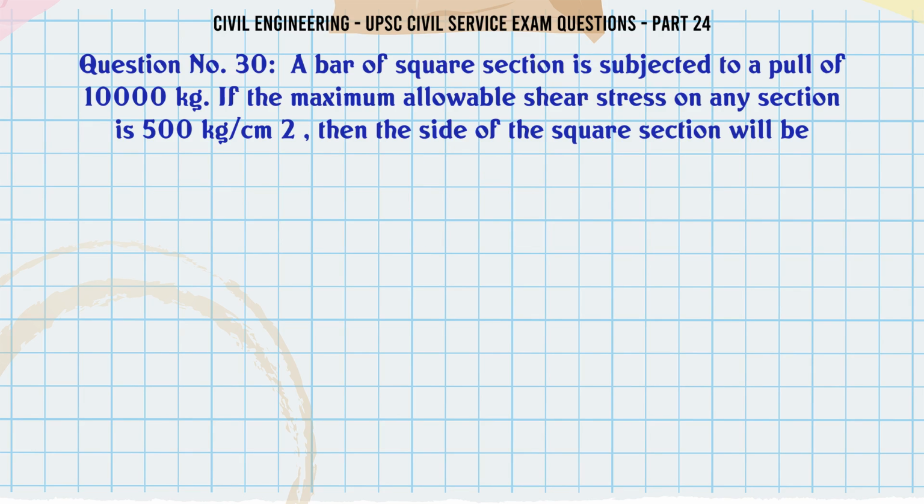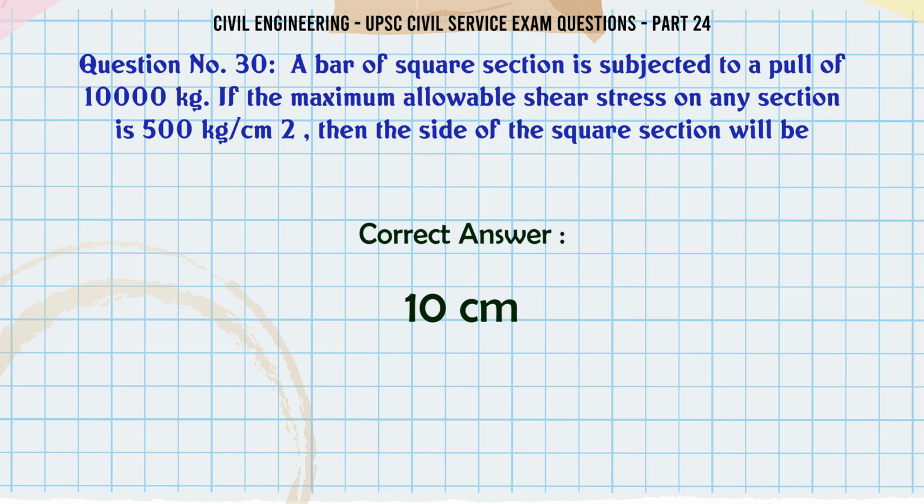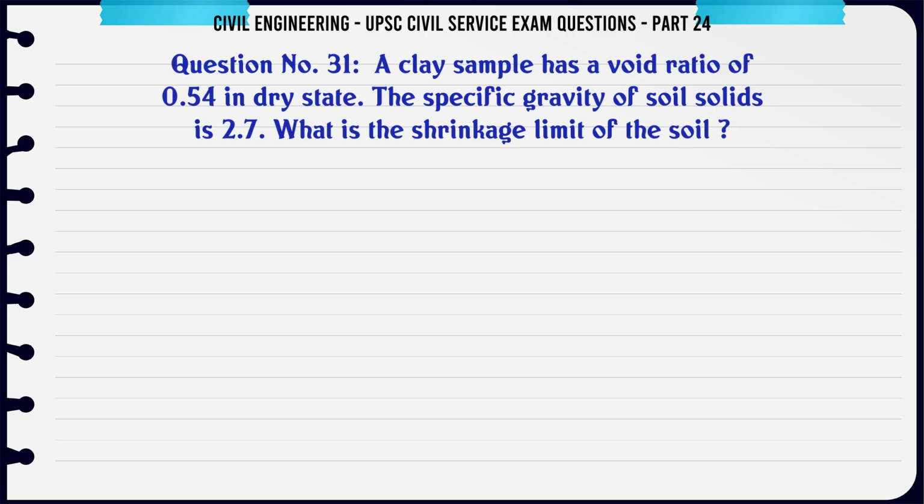A bar of square section is subjected to a pull of 10,000 kilograms. If the maximum allowable shear stress on any section is 500 kilograms per cm2, then the side of the square section will be A. 5 centimeters, B. 10 centimeters, C. 15 centimeters, D. 20 centimeters. The correct answer is 10 centimeters. A clay sample has a void ratio of 0.54 in dry state.